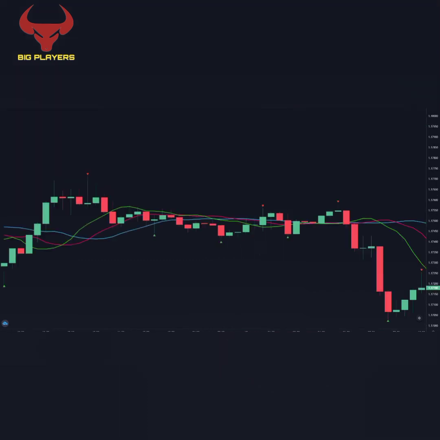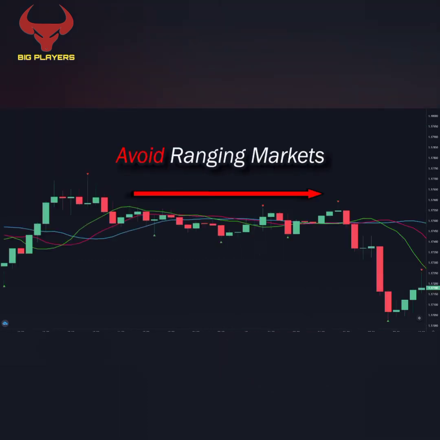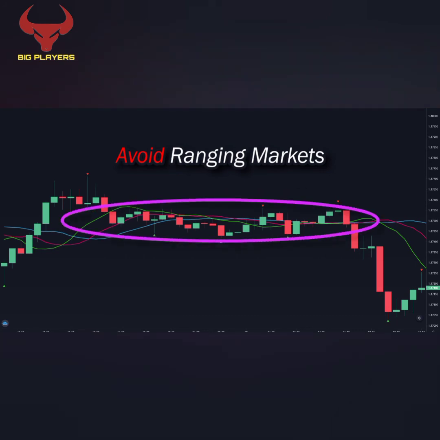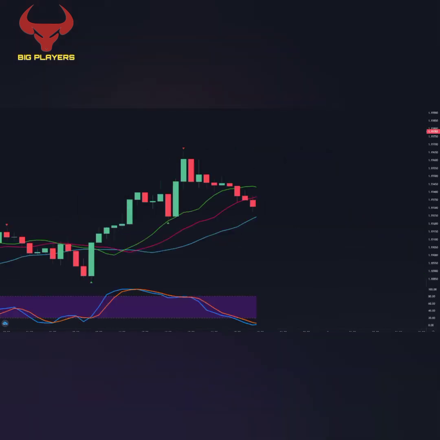Remember, we want to avoid ranging markets that have no clear direction, which can be identified by the lines crossing multiple times in the middle like this. So, once you've identified a trend, the next step is finding our entry signal. If the market is on an uptrend and a bottom fractal appeared while the stochastics RSI is at oversold, you take a buy position. Now, for your stop loss, you place it below your fractal candle here.